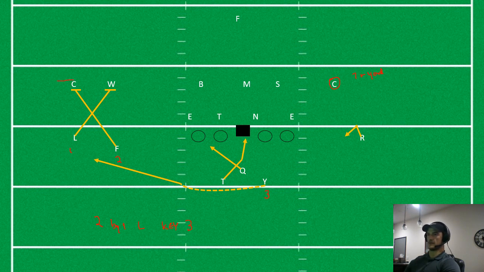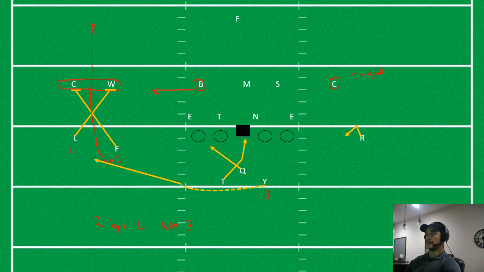These guys are going to be blocking, and I guarantee you, if this linebacker does not follow out, we are going to have all kinds of yards on this comet screen. The quarterback's just going to snap the ball and throw it out here, and this guy's got all kinds of room to run. This is a great play.